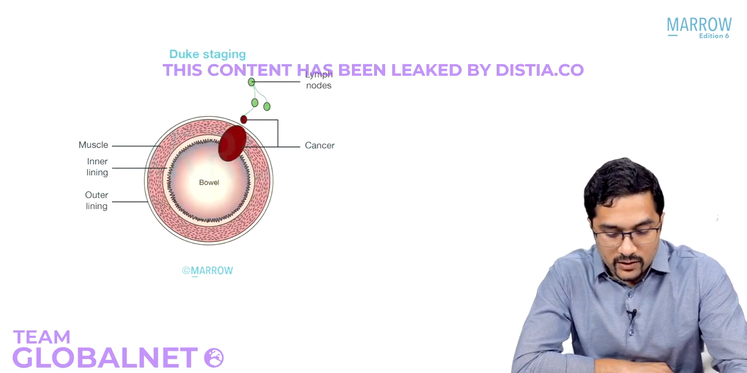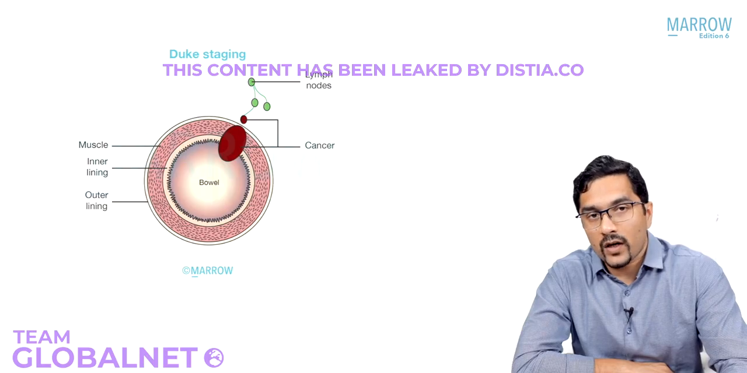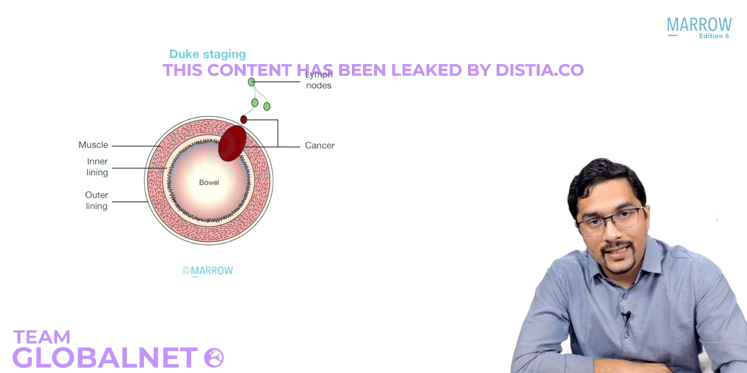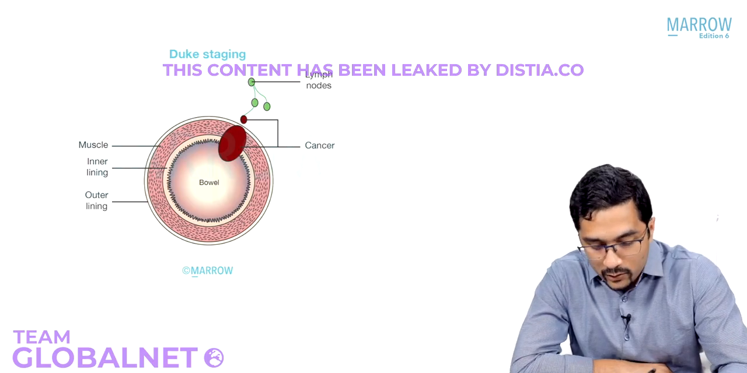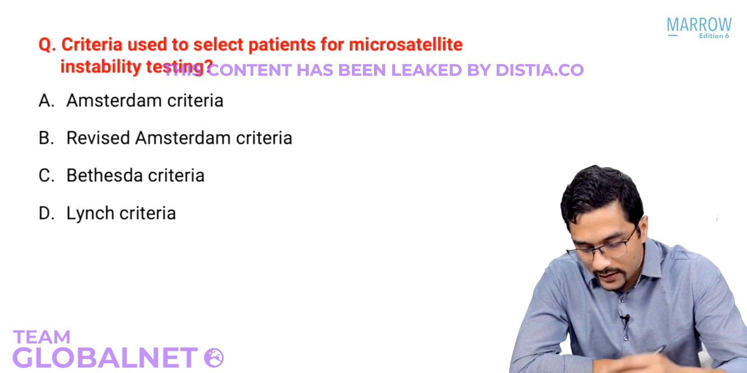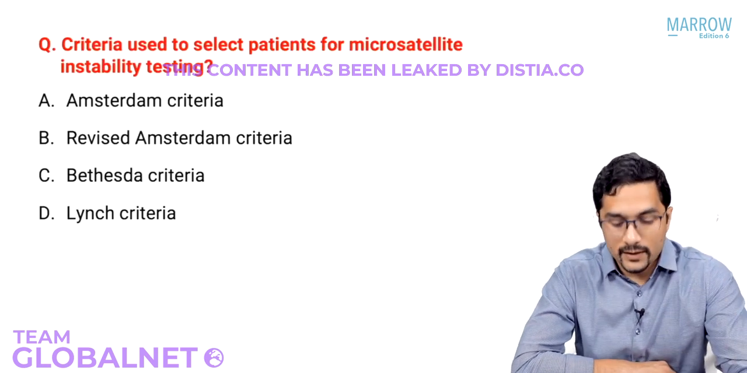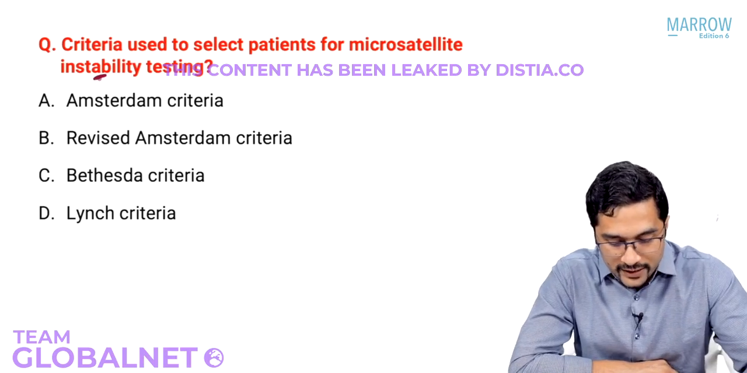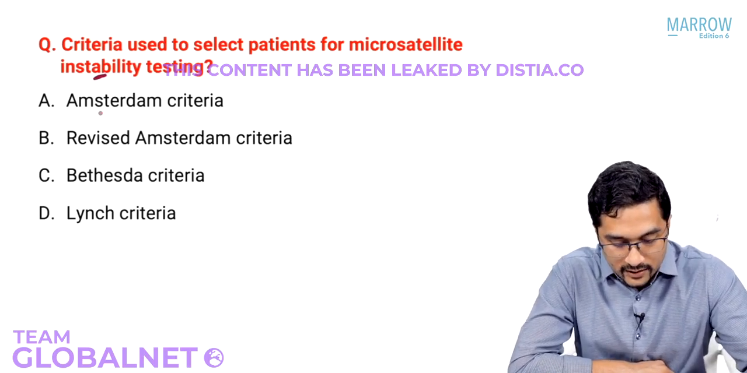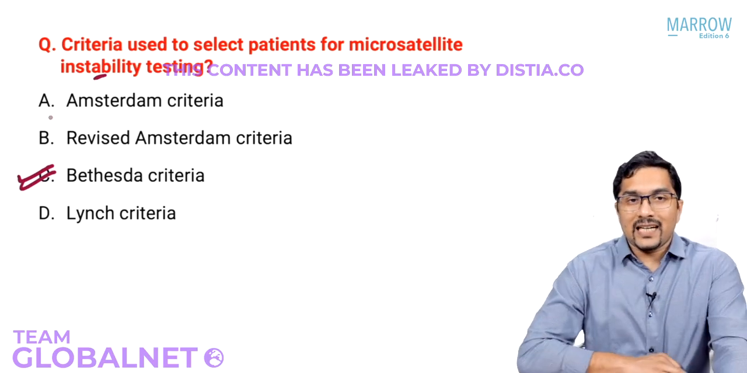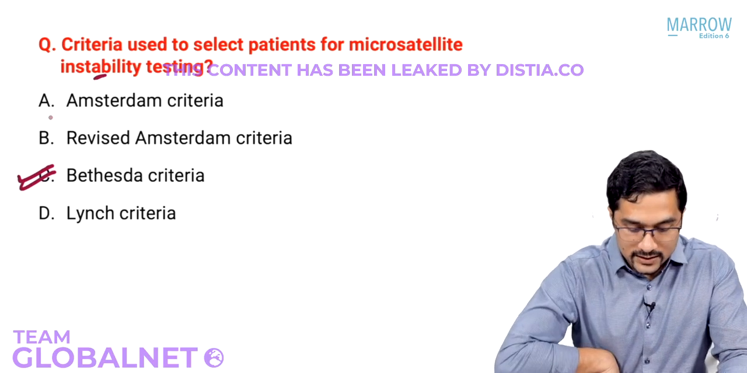You can be given a visual question like this where you can be asked what is the Duke staging. You can see that the tumor is going outside the bowel wall and there are lymph nodes. So this is a C2 disease because lymph nodes are there and it is going beyond the muscle layer. Which criteria is used to select patients for microsatellite instability testing? It is the Bethesda criteria. Amsterdam criteria is the criteria to diagnose Lynch syndrome.